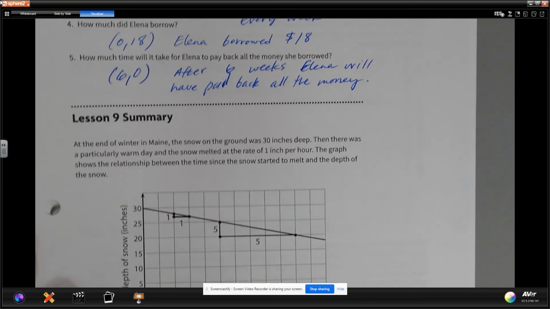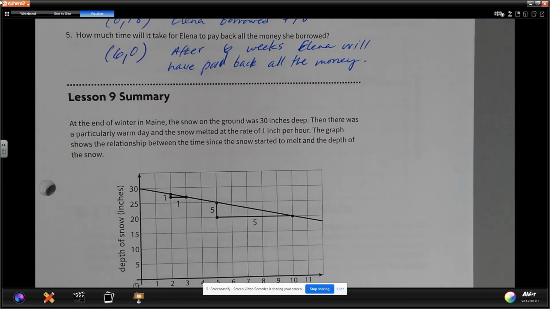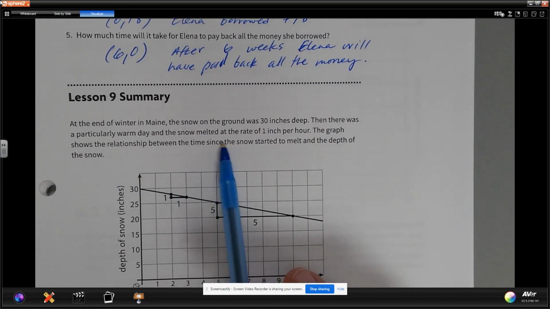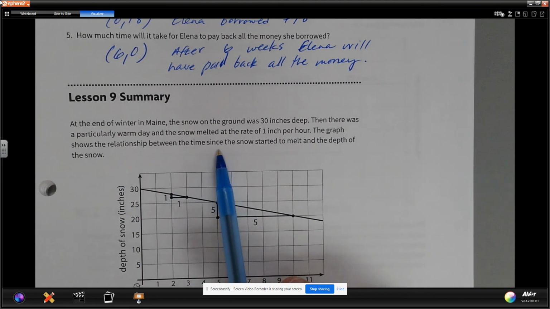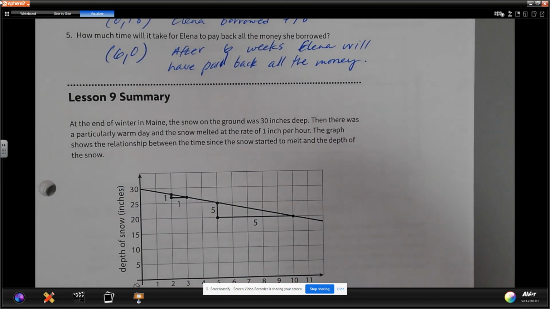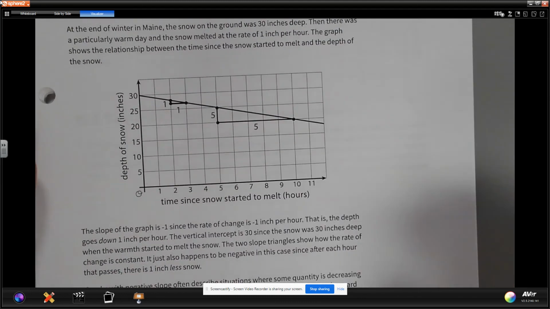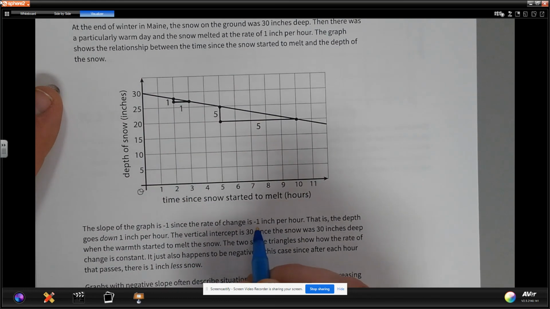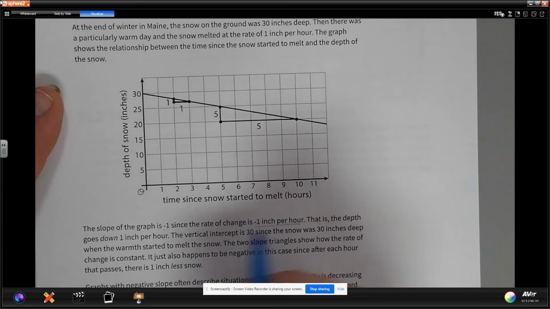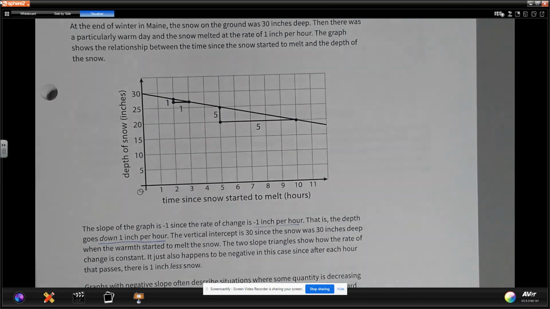We also see this in weather patterns. At the end of winter in Maine, the snow on the ground was 30 inches deep. Then there was a particularly warm day and the snow melted at a rate of 1 inch per hour. The graph shows the relationship between the time since the snow started to melt and the depth of the snow. In this case, what we see is 1 inch per hour. Since the graph is going down, -1 inch per hour, we would see a depth decreasing 1 inch with respect to every single hour.